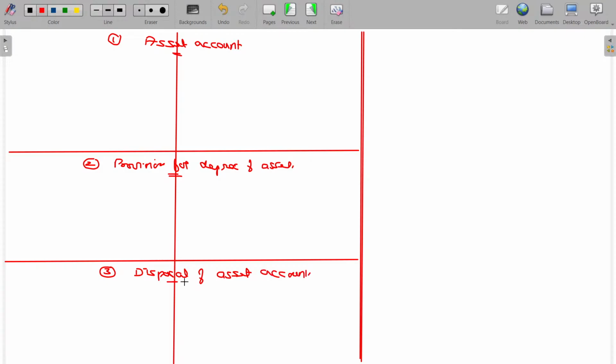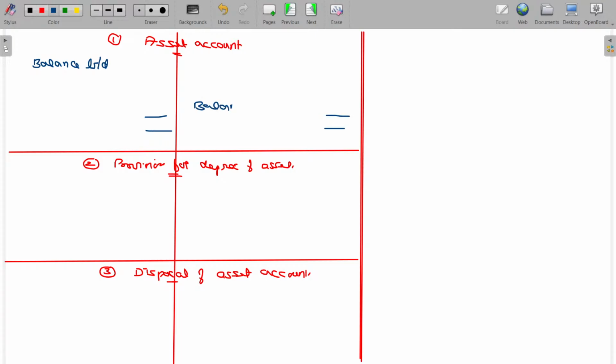Now, come on, tell me, guess yourself. What happens in case of the asset? Asset means the opening balance should be on the debit side, balance brought down, and the closing balance should be on the credit side, balance carried on.